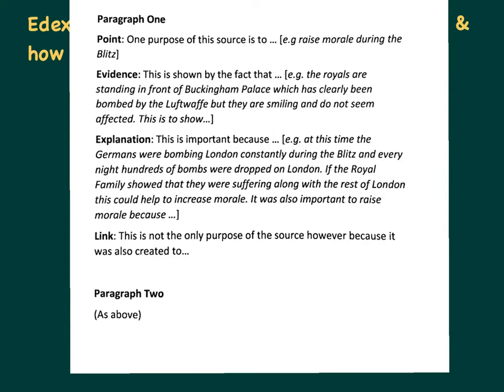Is there a reason why they've been needing to raise morale at this point? Are they trying to make sure that people overcome the problem of the lack of men and get them into the workforce? Or perhaps they're trying to prevent there being a larger number of conscientious objectors in World War I. Think about a second purpose for the source. Then evidence. So, for example, the source says or the source shows. This is important because, and then link back to the question.